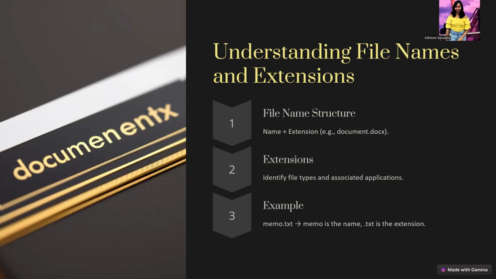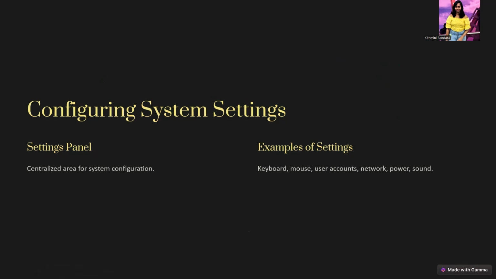Okay, then next one, the settings panel is where you can configure various aspects of your computer. In Windows, it's called the Control Panel, and in Mac OS, it's called System Preferences. Here you can adjust settings for keyboard and mouse functionality, user accounts and passwords, network settings, power management, and sound settings. These settings allow you to customize your computer to suit your needs.